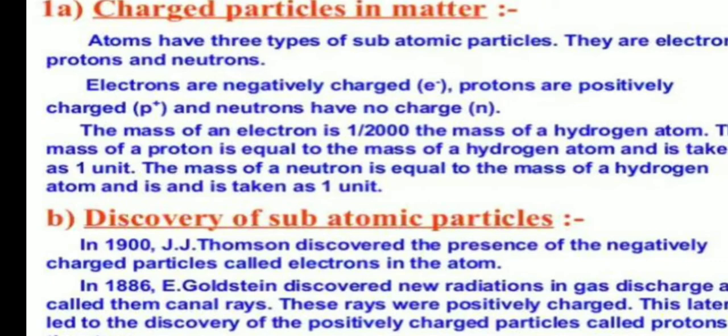The mass of a neutron is equal to the mass of a hydrogen atom and is taken as 1 unit.